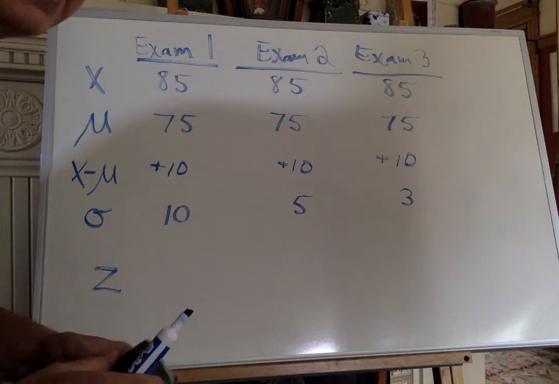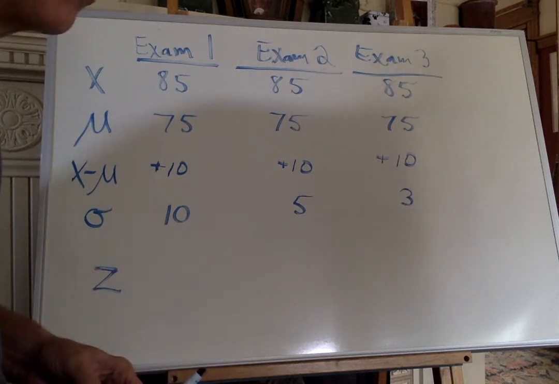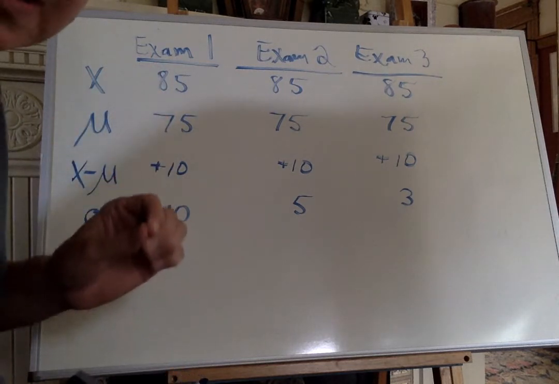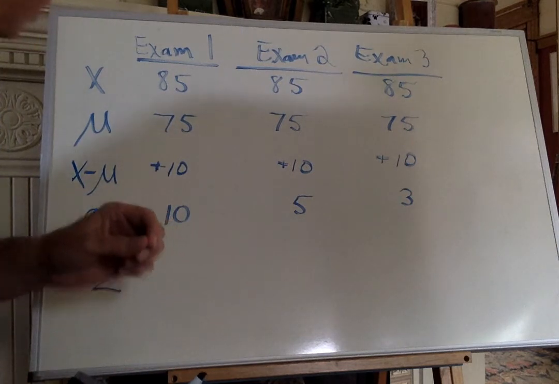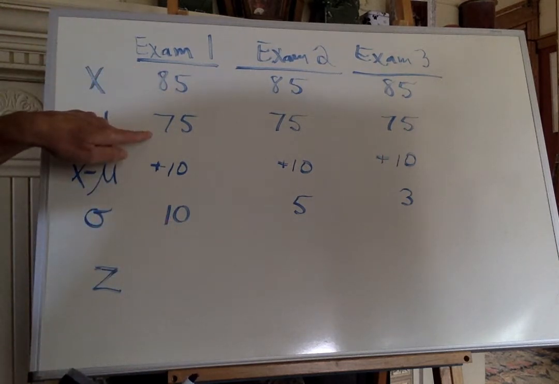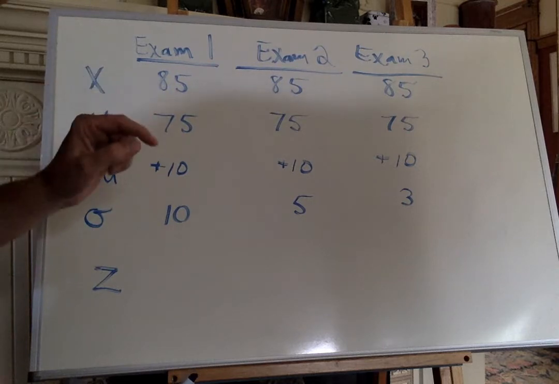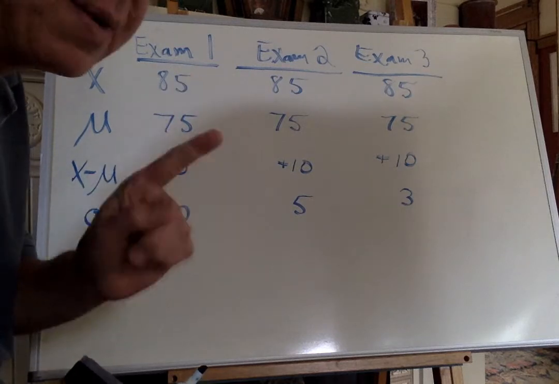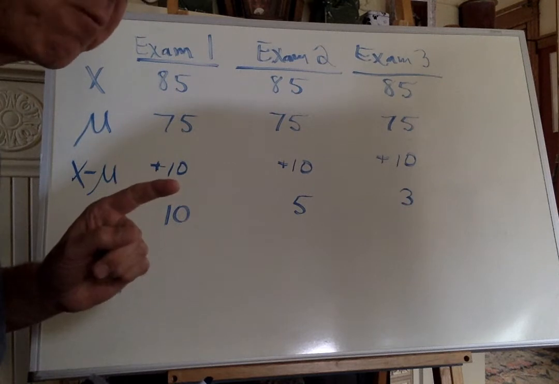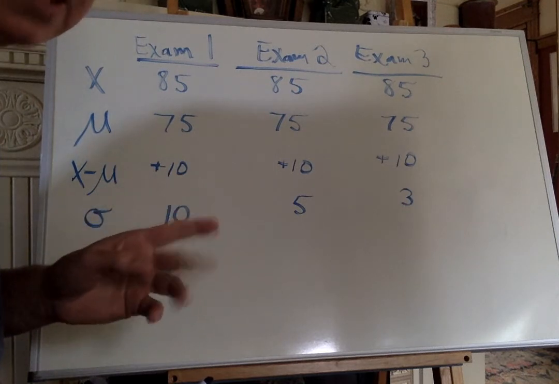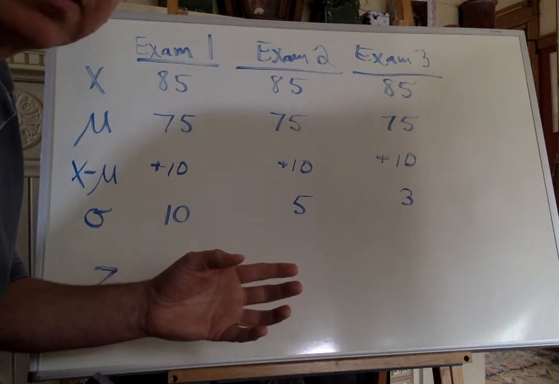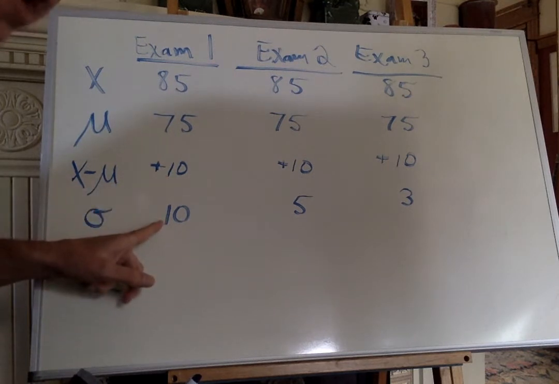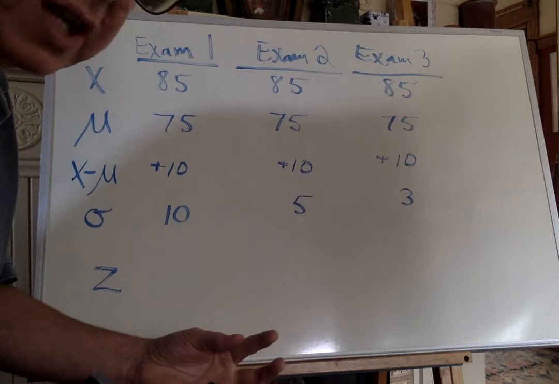Now, the z-score formula is, let me do this. Let me ask another question. If I look at exam 1, how many standard deviations away from the mean? So the mean is 75, your score is 85. How many standard deviations away from the mean are you? Not how many points, but how many standard deviations, right? And most of you, I'm assuming, said, I'm 1 standard deviation away from the mean, right? Because I'm 10 points away from the mean, and the standard deviation is 10. So that means I'm 1 standard deviation away.